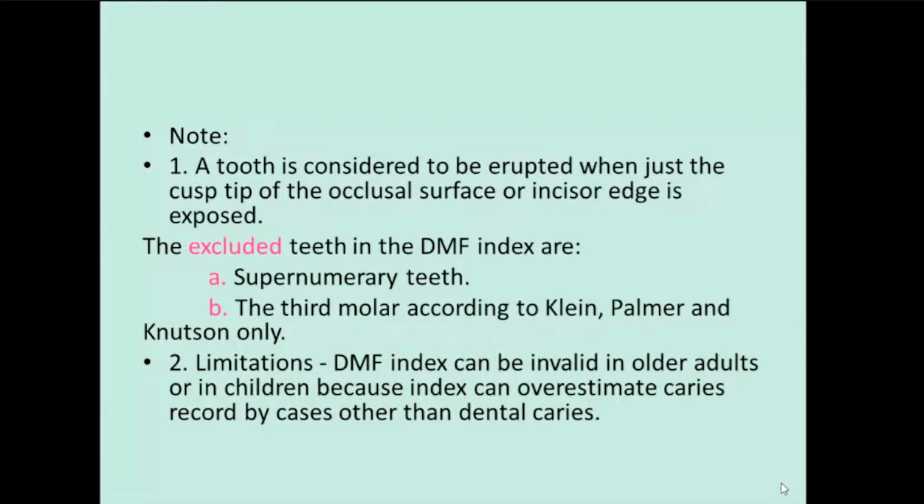With third molar, according to classifications, they do not regard it within the DMF also. Wisdom teeth are not counted. Limitations in this index: it can be invalid in older adults or in children because the index can overestimate caries records by cases other than dental caries. There are many other reasons.